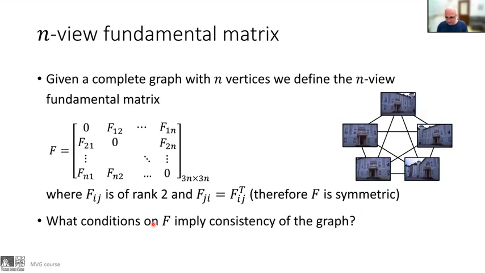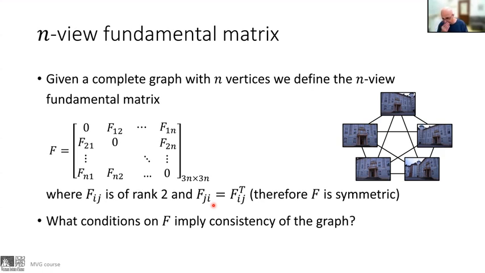Okay, so let's define a construct that we call an n-view fundamental or essential matrix. The idea is very simple. Given a graph with fundamental matrices, we build a matrix that is 3n by 3n. Each block is a fundamental matrix. F12 is between image 1 and 2, etc. The diagonal is 0. F11 is 0. F22 is 0. And in addition, this matrix is symmetric because Fij transpose is Fji. We will understand this in a minute, why this is true.